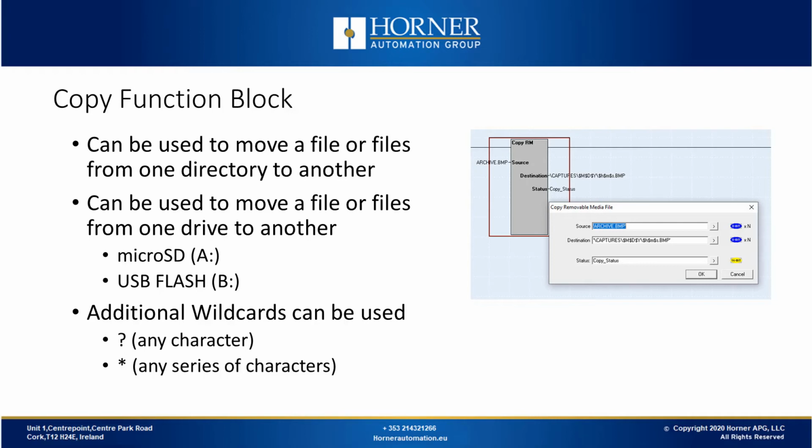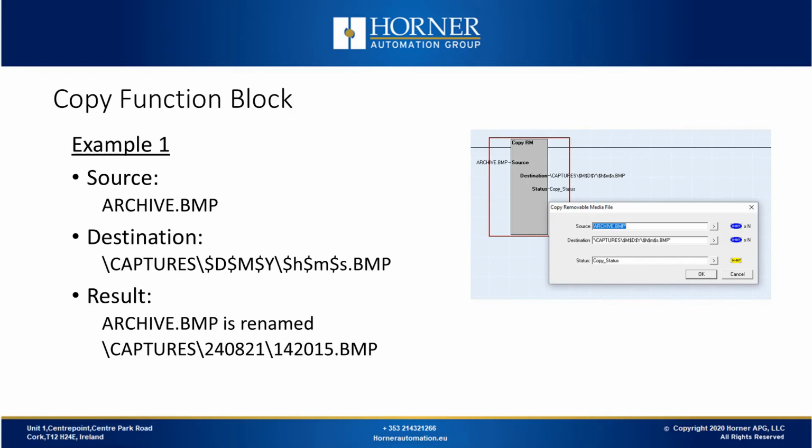There's also the asterisk wildcard that can be used for a copy star dot star or a copy star dot bmp, etc. We'll show an example of a copy function here. Our source file is archive.bmp. Our destination includes several wildcards. We take our archive.bmp file, and then that file is renamed and placed in a new location with a new file name.